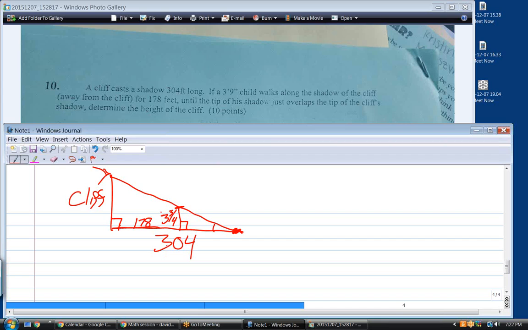Okay. Now, what is the length of this small triangle? What's its base? The base of the smaller triangle? Would be... It wouldn't be a ratio. It would be 304.